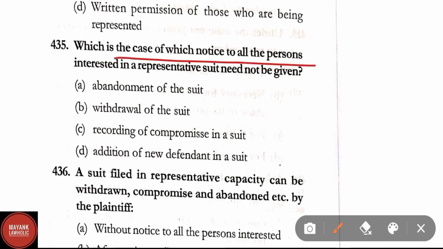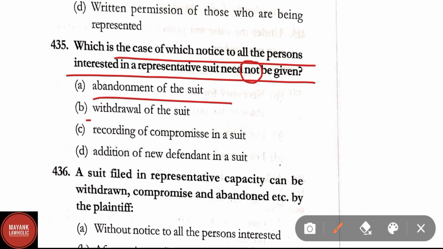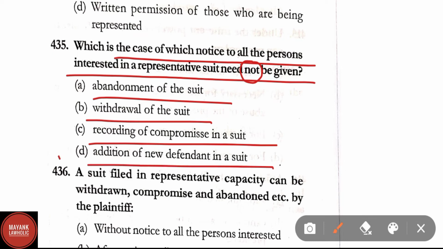Question number 435. In which case is notice to all persons interested in a representative suit not required to be given? Option A, abandonment of the suit, withdrawal of the suit, recording of the compromise in a suit, addition of a new defendant in a suit. Correct answer here is option D, that is addition of a new defendant in a suit.